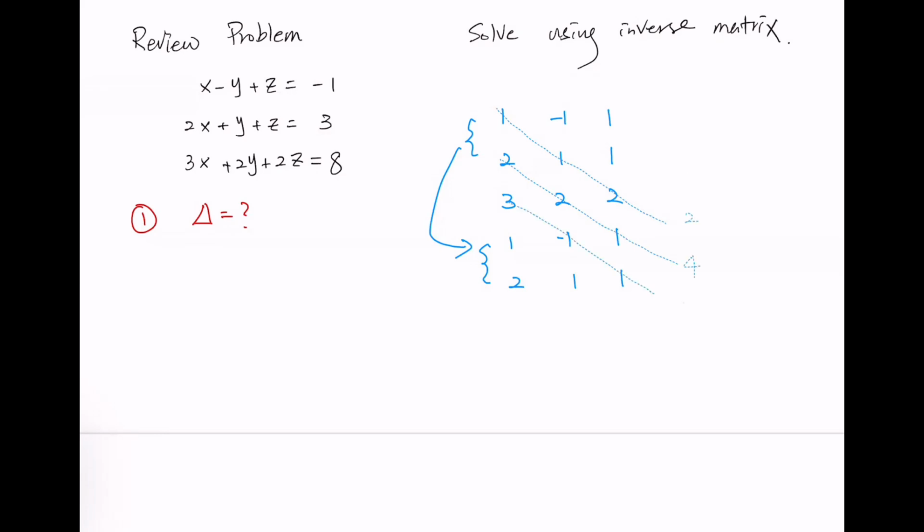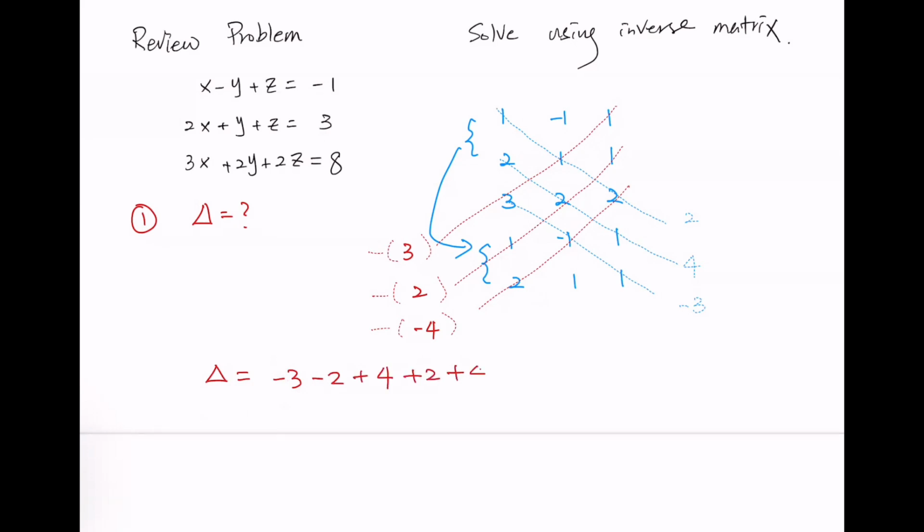2, 4, -3. Then I do that again in the opposite direction: here's a 1, here's a 2, here's a 3. This time it's going to be the negative of the multiplication: 3 times 1 is 3, 2, 1, 1, 2, -4. So delta equals -3, -2, plus 4 for the left side of the numbers, plus 2, plus 4, -3. So 2 and 2 cancel out, and then we have 8, -6. So the delta has to be 2.